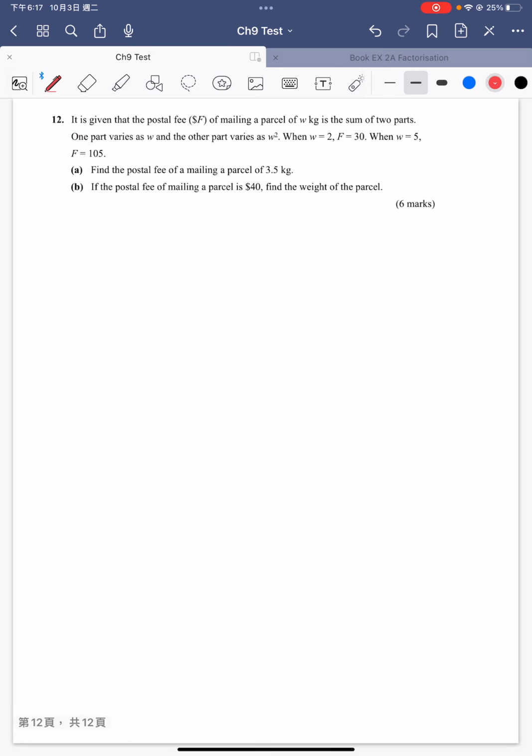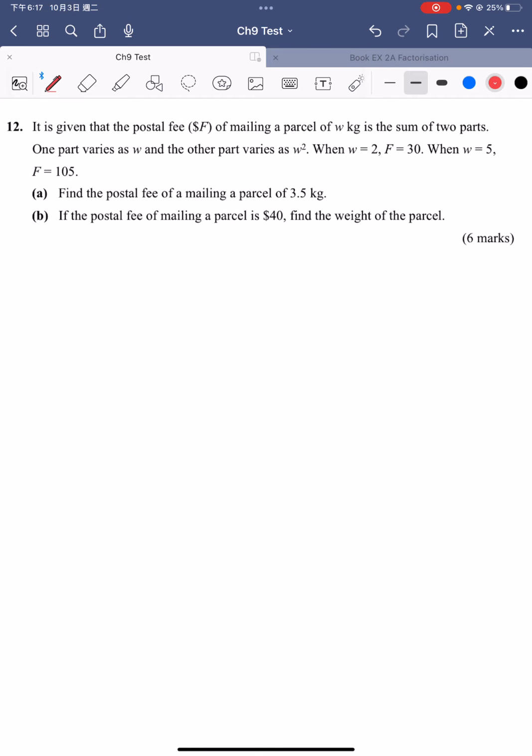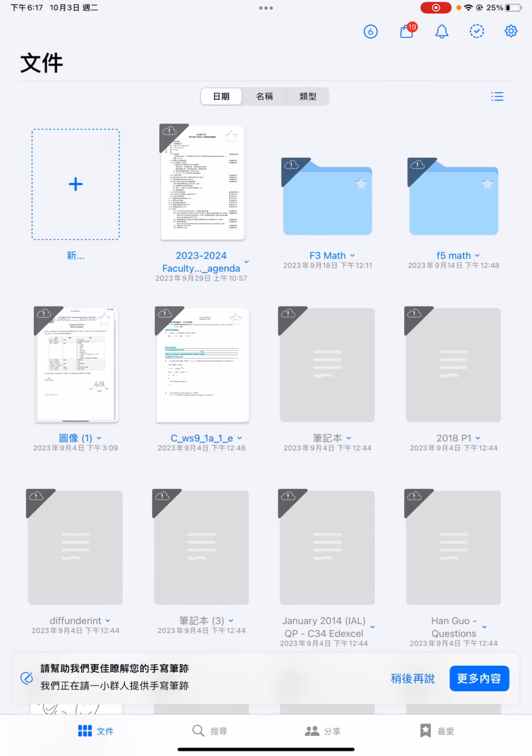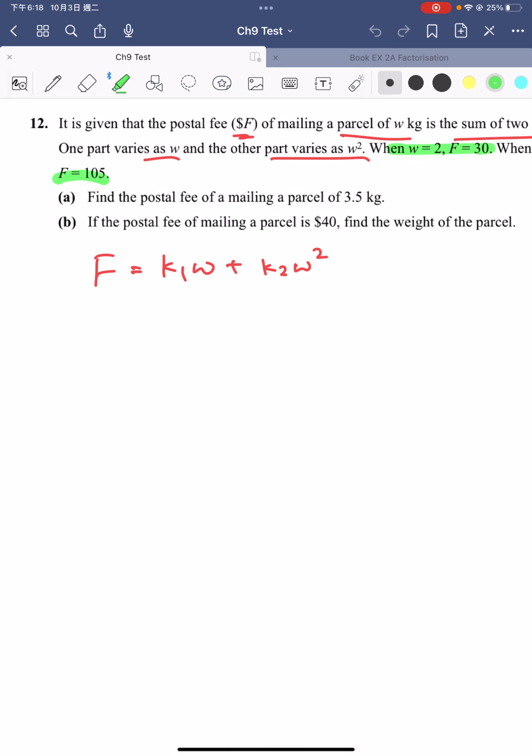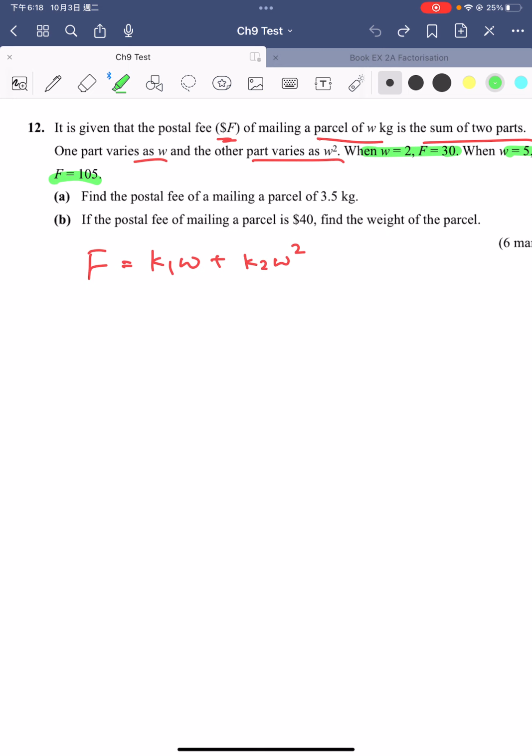Then moving to the last one. So now we have this postal fee F is partly a function of W, the weight, in two parts. One part varies as W, another part varies as W squared. So we have F is equal to the first part K1 W, plus the second part K2 W squared. And we have two conditions, we just substitute them in. Then we can have F is equal to 30, keep the K1, the W is 2, and keep the K2, the W is 2, with the squared.